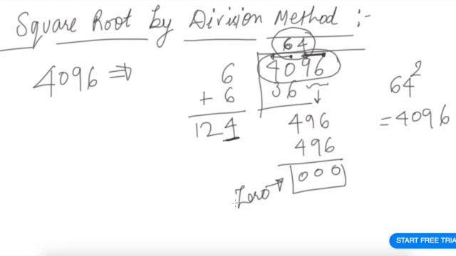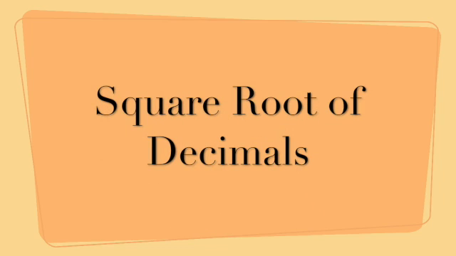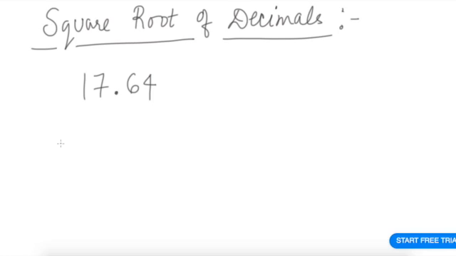Let's take another example. But if you get a remainder here, either 1, 2 or whatever it is, it means 4096 is not a square number. So if somebody says find the square root of this number, oh but this is a decimal, yeah, we can still find it out. Same logic.